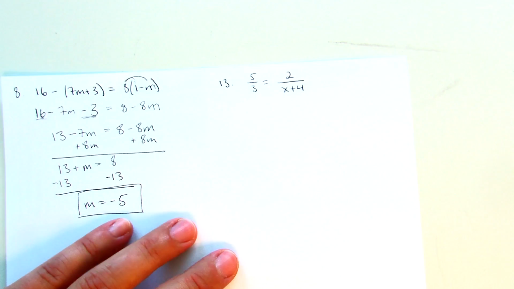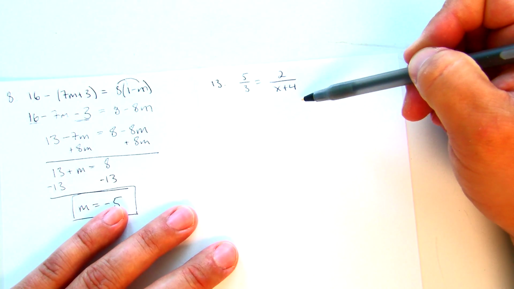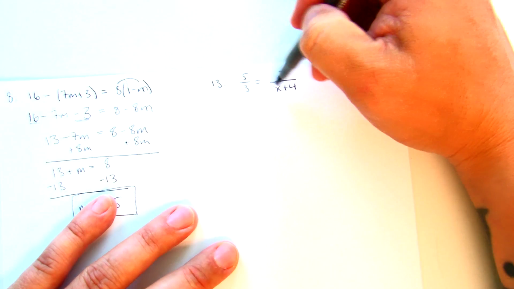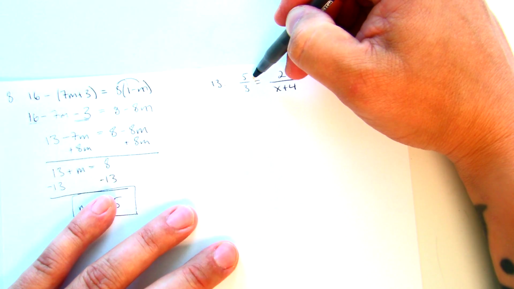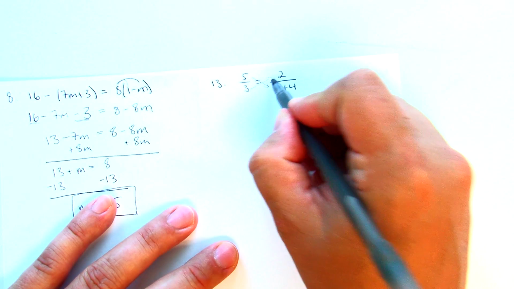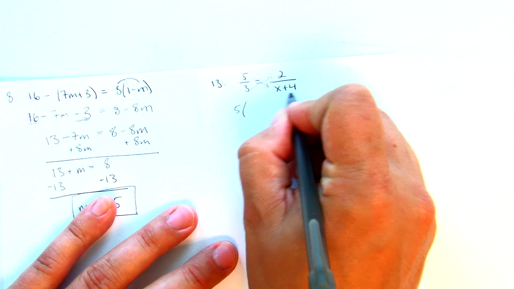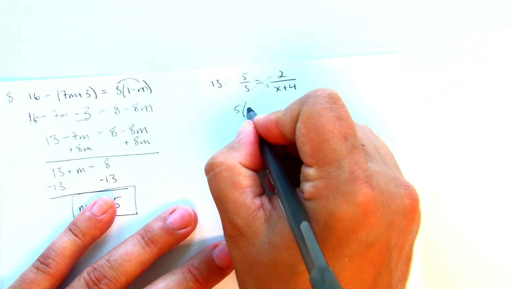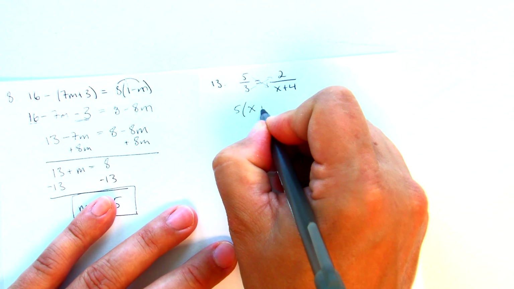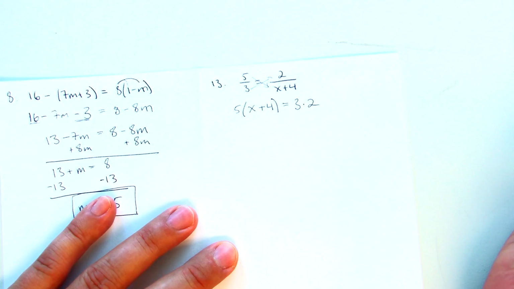Alright. Now, over here, number 13, we've got 5 over 3 equals 2 over x plus 4. This is going to be one where we're going to want to cross multiply. So we're going to go from 5 to x plus 4, 3 to 2. So that gives us 5 times. Now, again, this is important. You're multiplying by the whole thing, x plus 4. So you have to write 5 parentheses x plus 4 equals 3 times 2.